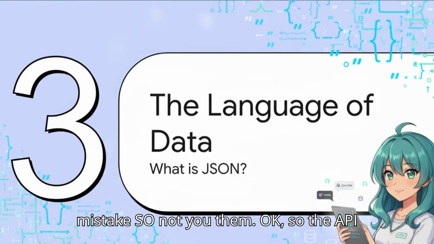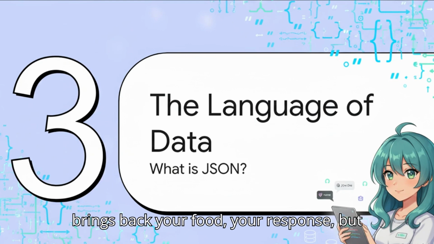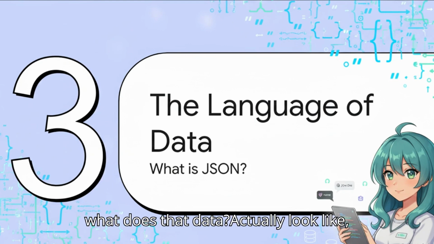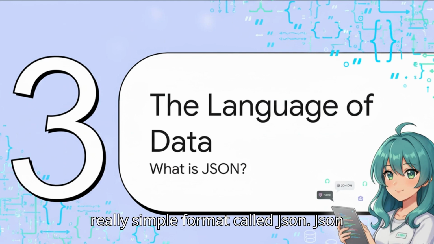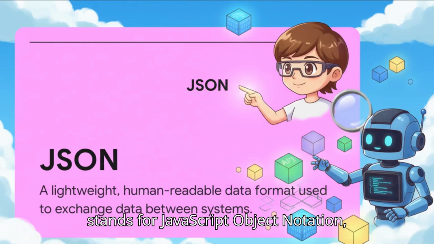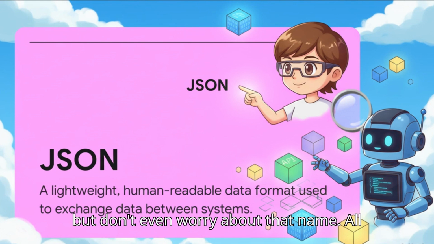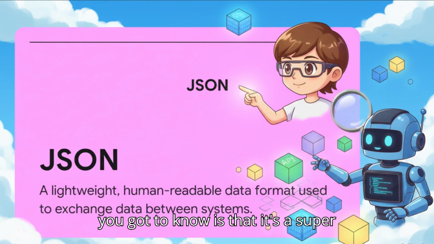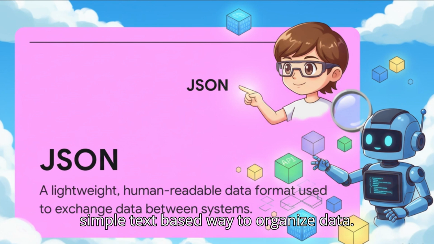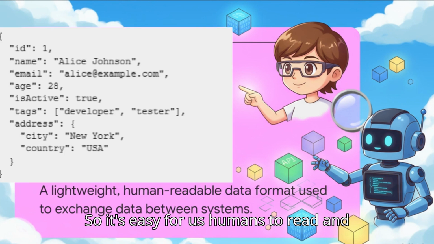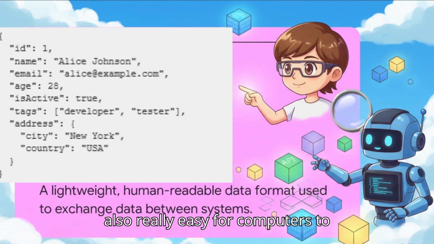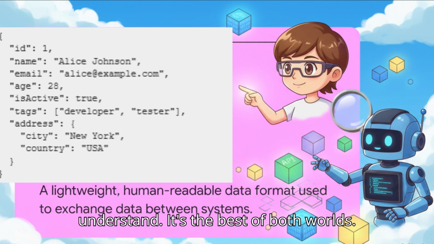Okay, so the API brings back your food, your response. But what does that data actually look like? Well, most of the time, it's written in a really simple format called JSON. JSON stands for JavaScript Object Notation, but don't even worry about that name. All you gotta know is that it's a super simple text-based way to organize data so it's easy for us humans to read and also really easy for computers to understand. It's the best of both worlds.